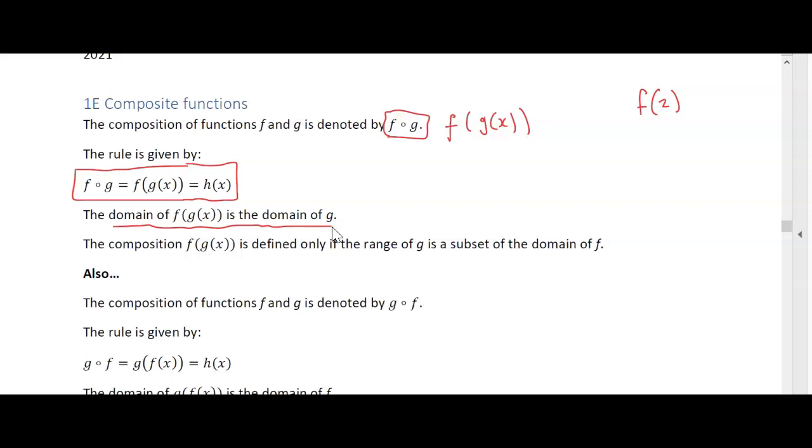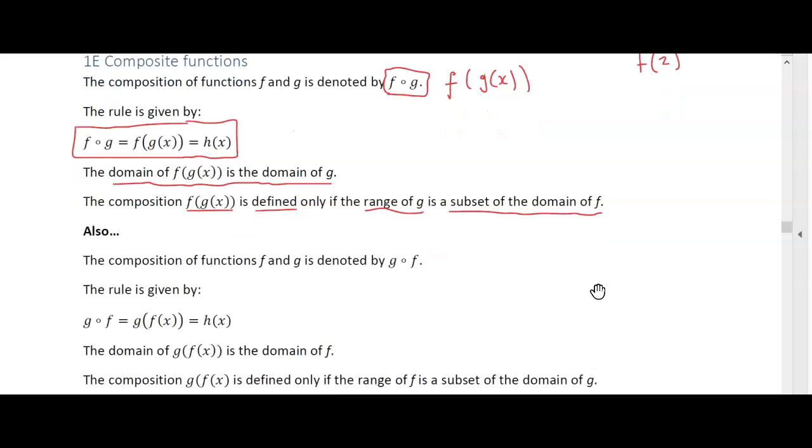f of g of x is only defined, meaning that we can do it, if the range of g is a subset of the domain of f. That means we do have to identify the domain and range of each function and then look at the range of, in this case, g, the function that we're substituting in, and see whether it's a subset of the domain of f. Okay, we're going to do a few practice questions very soon.